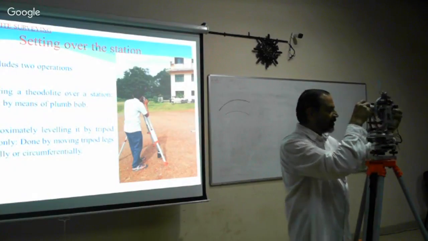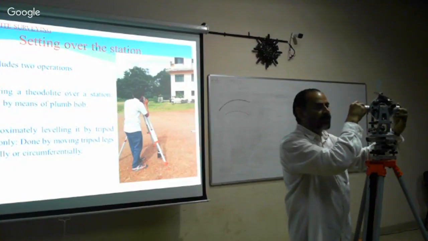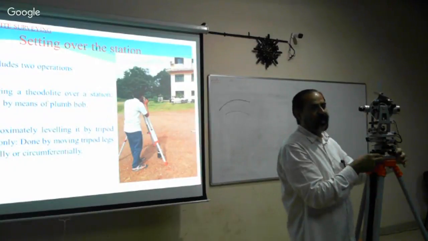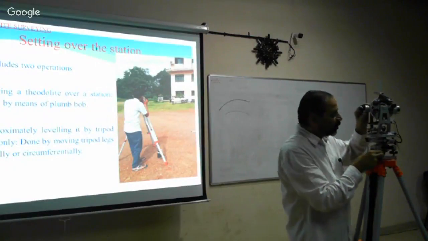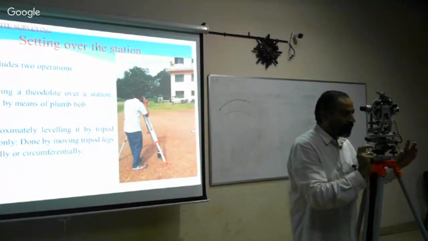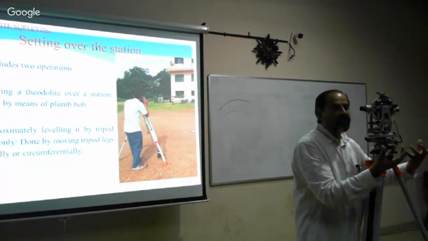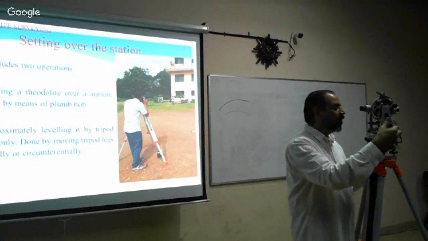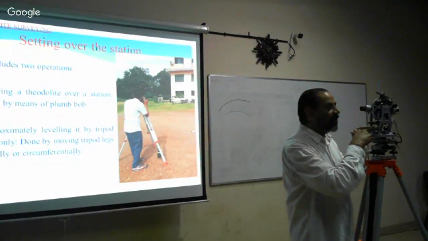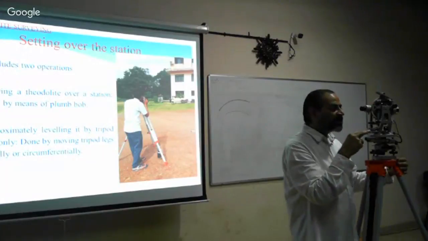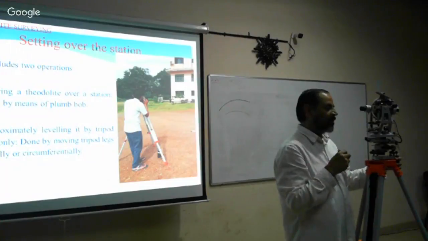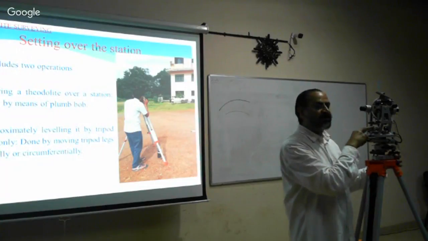I will make it level now. I will make it approximately parallel to these two foot screws. When you make it parallel to these two foot screws, then operate these two foot screws, either both inward or both outward, depending upon the movement of the bubble. Now, our object is to make the bubble go to the center of its movement.